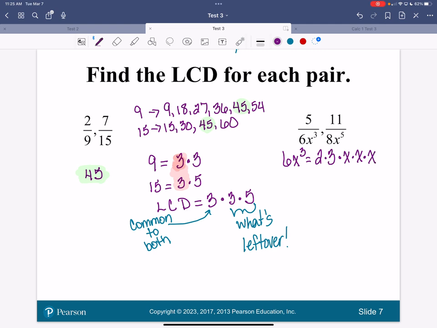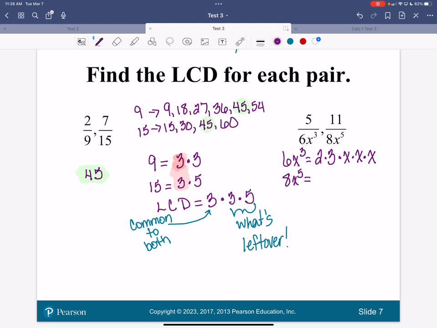Okay, now I've got 8x to the fifth. And I need to break 8 all the way down. Okay? All the way down. What does 8 break down to? Okay, so 2 times 4. 4 can be broken down further. Correct. You've got to break it all the way down.